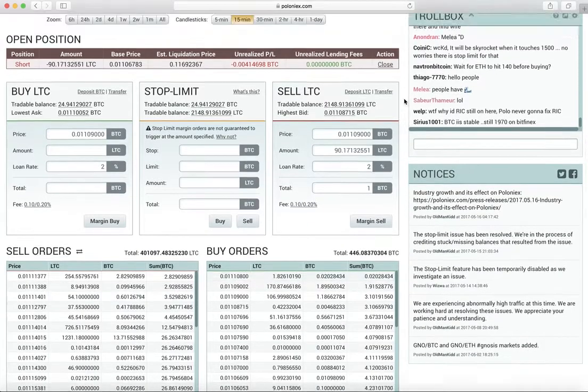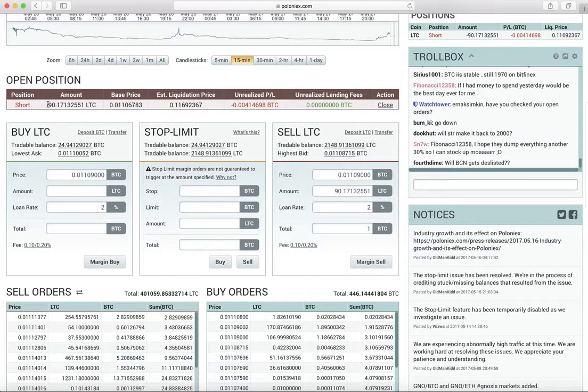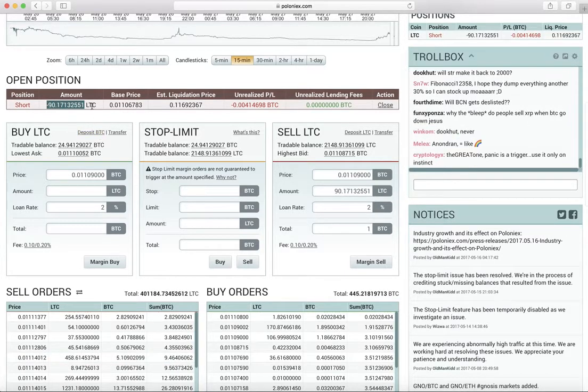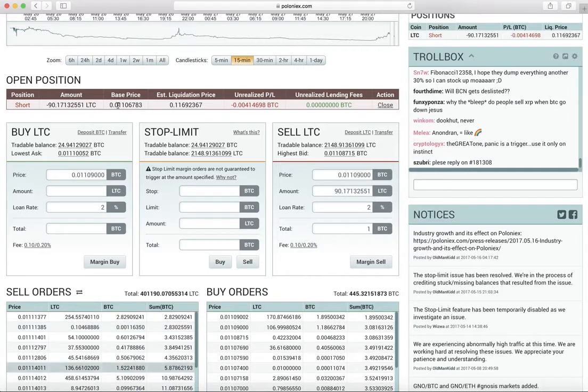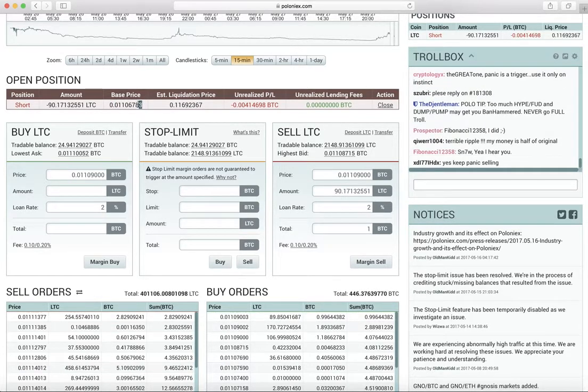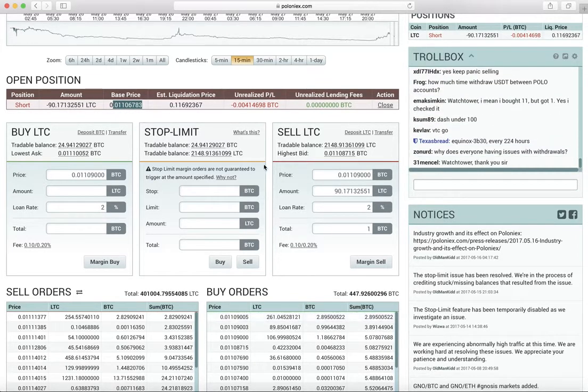But watch, now that I've done that, you can see this. It's got my position is short. I have negative 90 Litecoin. So I have to buy back this amount of Litecoin to settle my debt. All right. My base price is 11.06. So I want to buy it under this price. Once it drops below this, it would be for a profit. Obviously, the further down, the higher the profit.